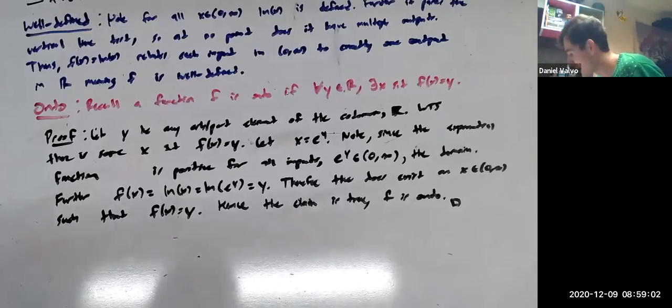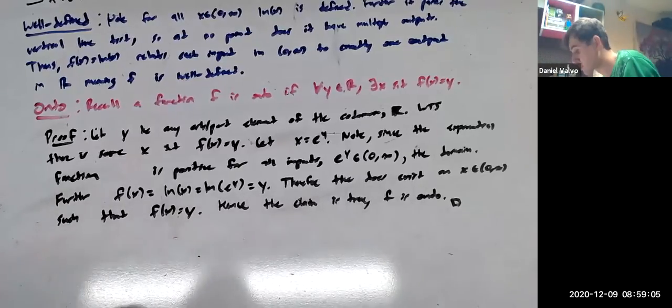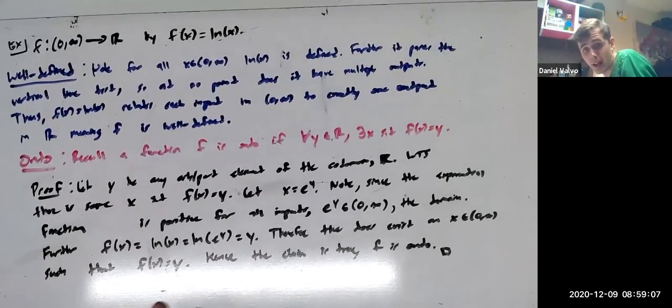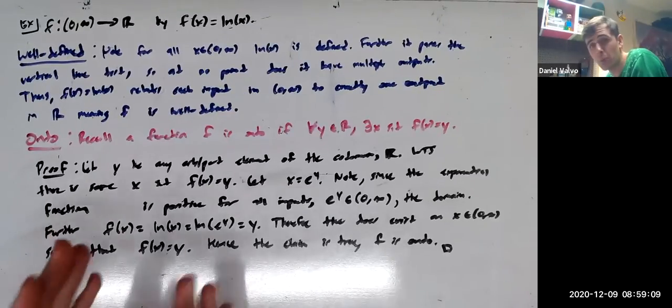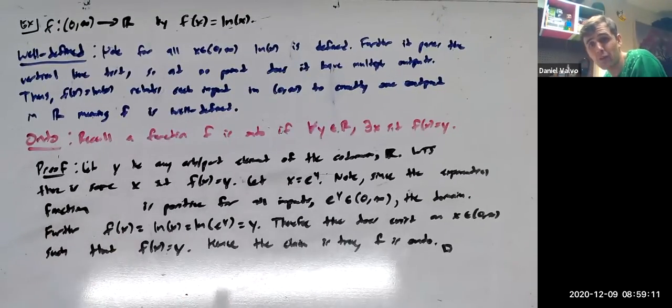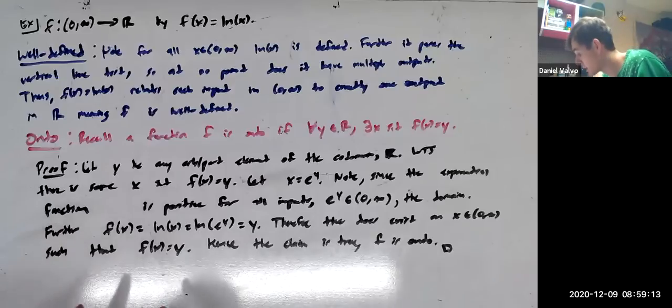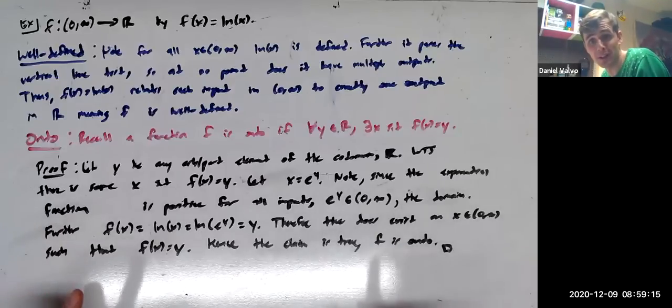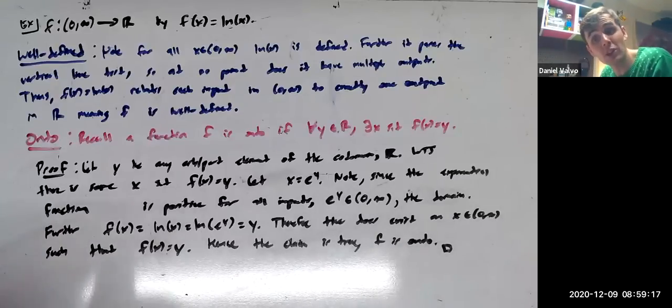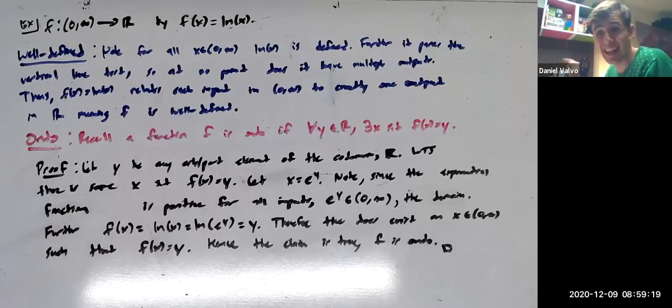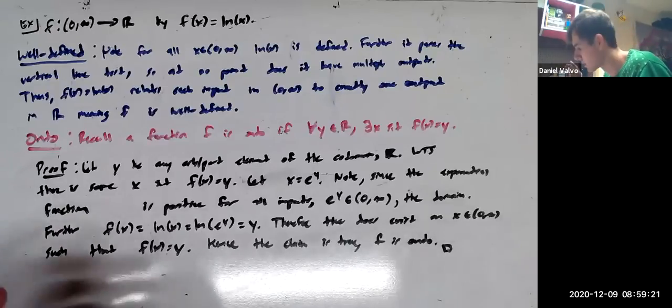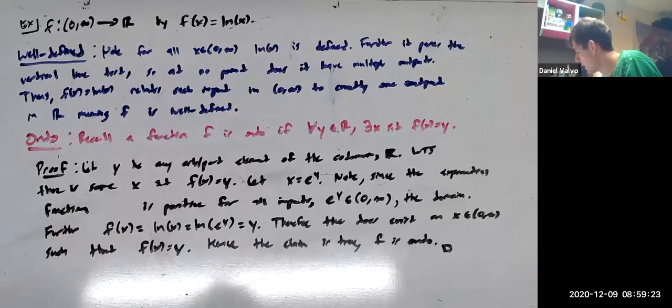Yeah, and there we go. This proves beyond any doubt that f is onto. For anything you pick in the codomain, I can find you an element in the domain, namely e raised to that element of the codomain you picked. I can find an element in the domain that you can plug into f to get that element in the codomain that you picked.